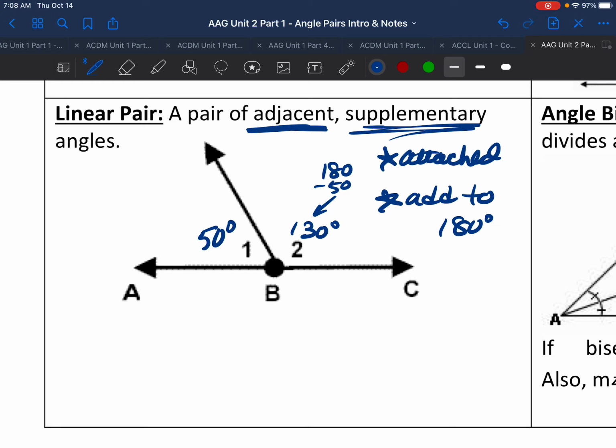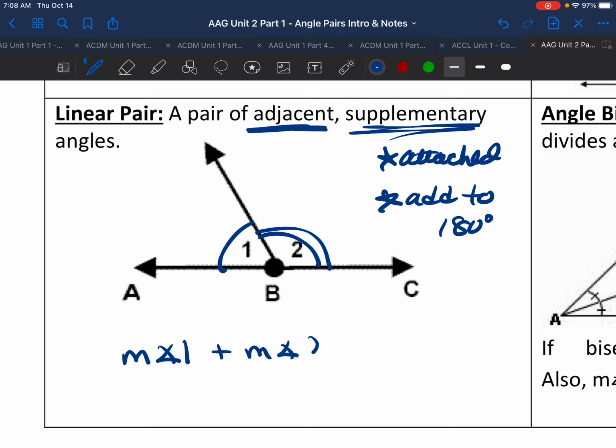Okay, so if I look at what they gave us from the beginning here, actually I'd like you to write this down. I'm going to say the measure of angle 1. I could use letters, but we could also say this is like the first angle and this is the second angle. So the measure of angle 1 plus the measure of angle 2 equals 180 degrees. All right, so in summary, a linear pair has to be attached and add up to 180 degrees. And guys, it's always going to look like this, this straight line that is split up into 2 pieces.